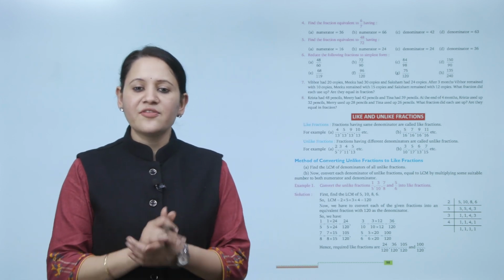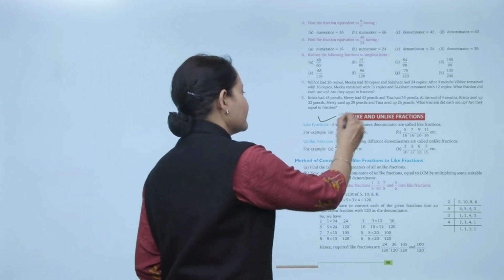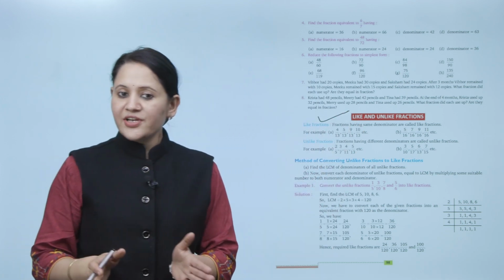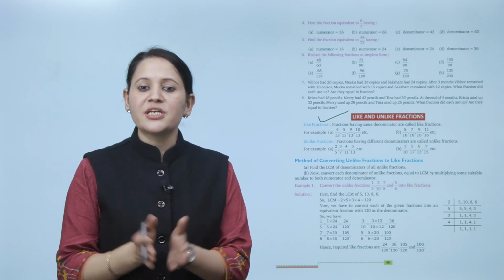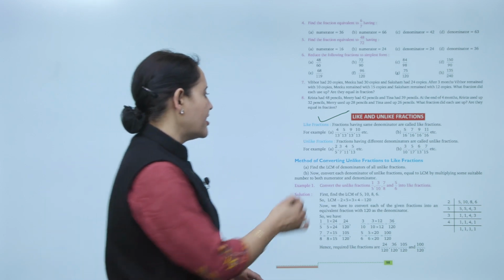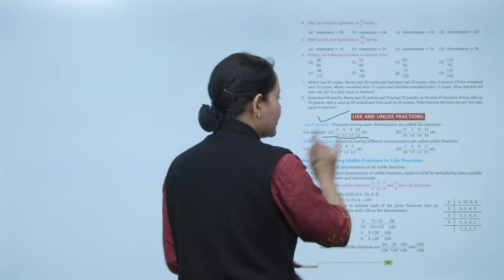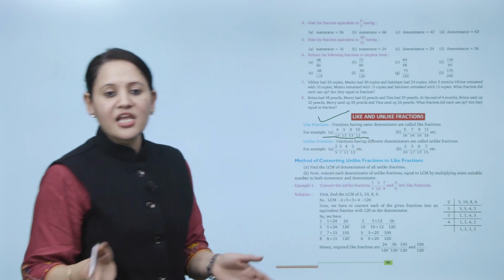Next is like and unlike fractions. Like fractions: fractions having the same denominator are called like fractions. Like here, all these fractions have the same denominator 13. So they are like fractions.